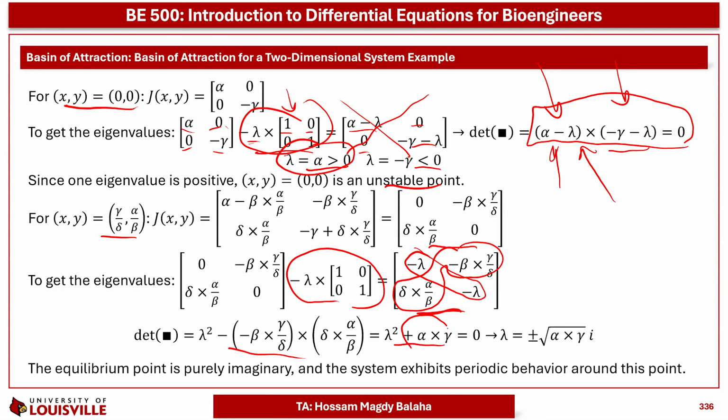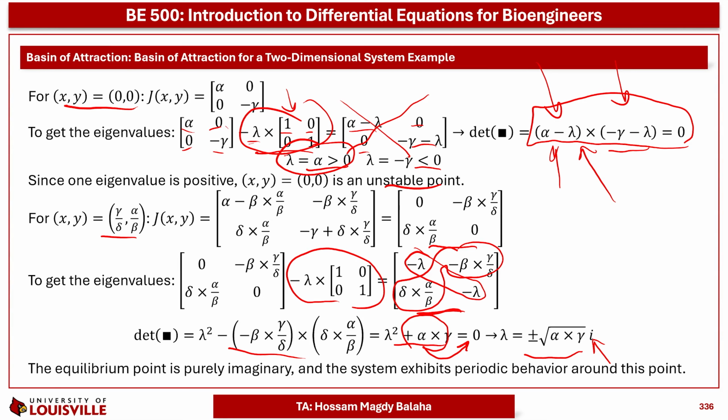So this will be moved to the right hand side with a negative sign. So now we have an imaginary point. It's pure imaginary because we don't have any real part. So at this point, we have a periodic behavior around this point, and we can say this point is not stable or not unstable. It's neutral stable.